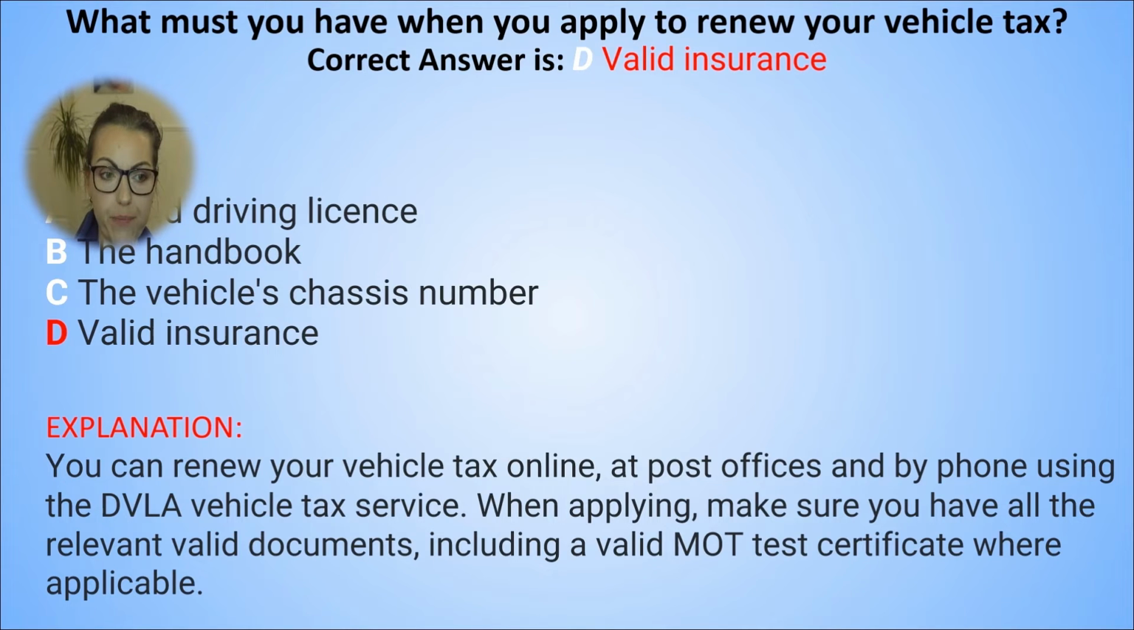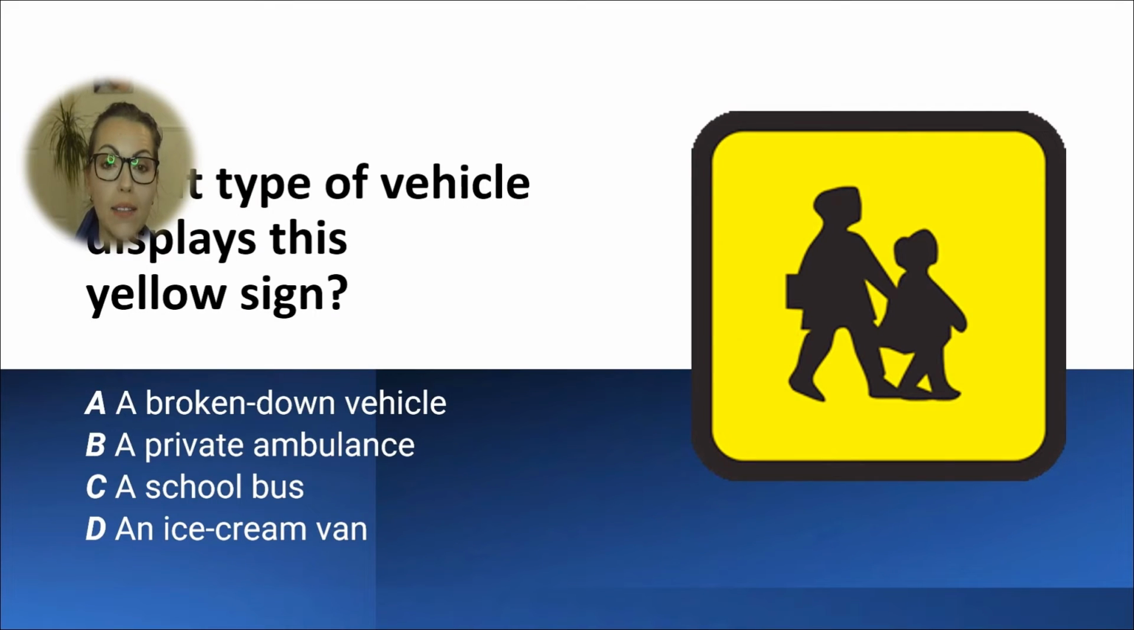Next question. What type of vehicle displays this yellow sign? A. A broken down vehicle. B. A private ambulance. C. A school bus. D. An ice cream van.